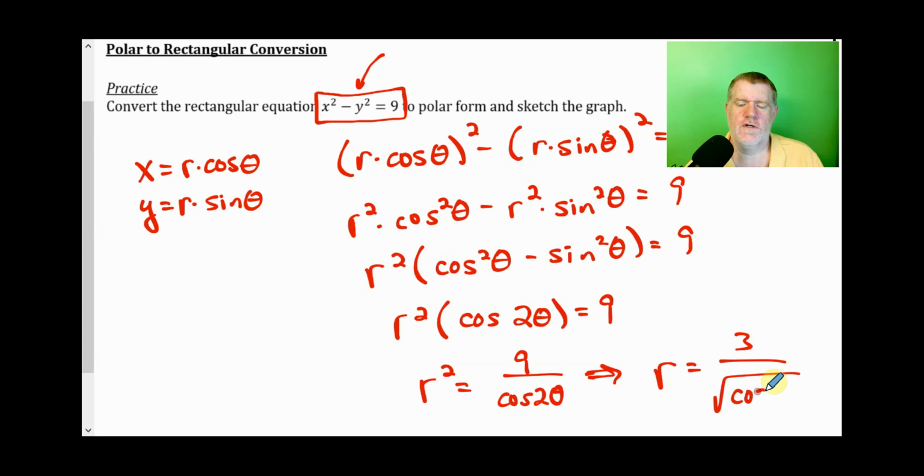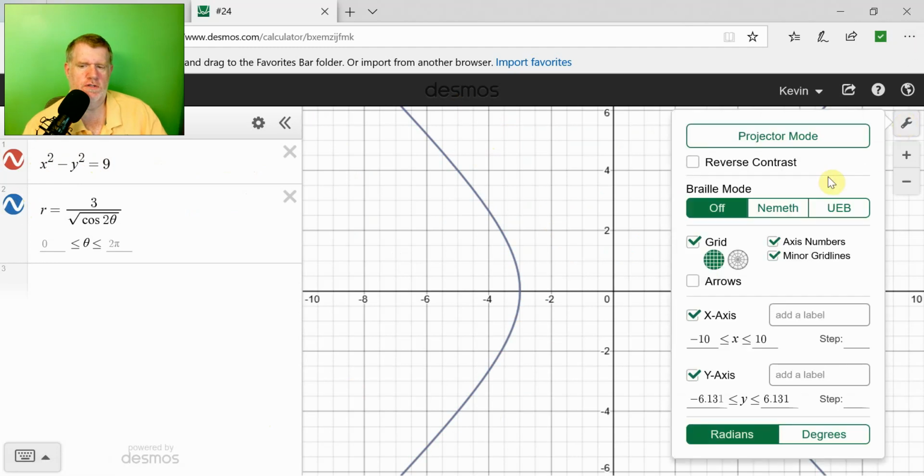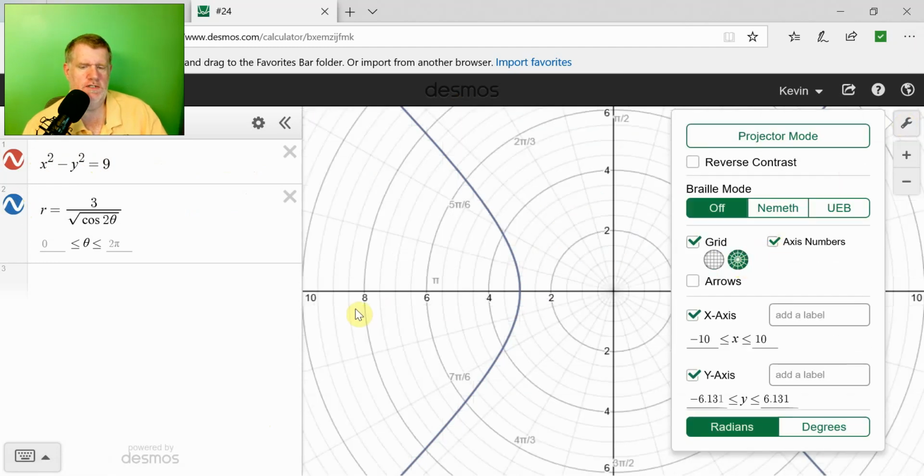cosine of 2 theta. All right, let's take a look at that graph and see what's up. Our graph of x squared minus y squared equals 9 is this hyperbola. And when I click on this little polar right here, you notice it's exactly the same. So well done. Take a look at it as a polar coordinate, just so you can see.